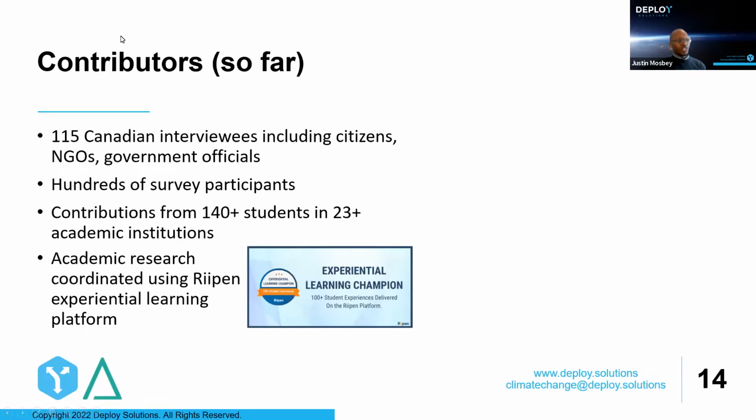We've had several contributors who included students, government officials, and citizens. And in 2020, we interviewed 115 Canadians, NGOs, and officials from the 3 levels of government. We also conducted hundreds of surveys, and the participants were drawn from a wide demography. Some of the questions we asked included their source of climate change information and whom they trust for information when it came to climate change.